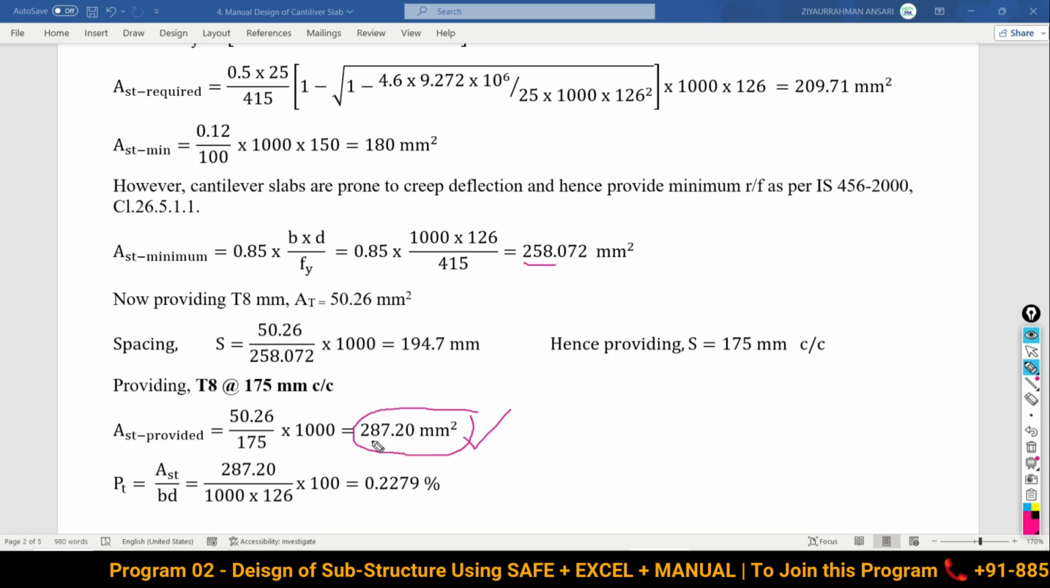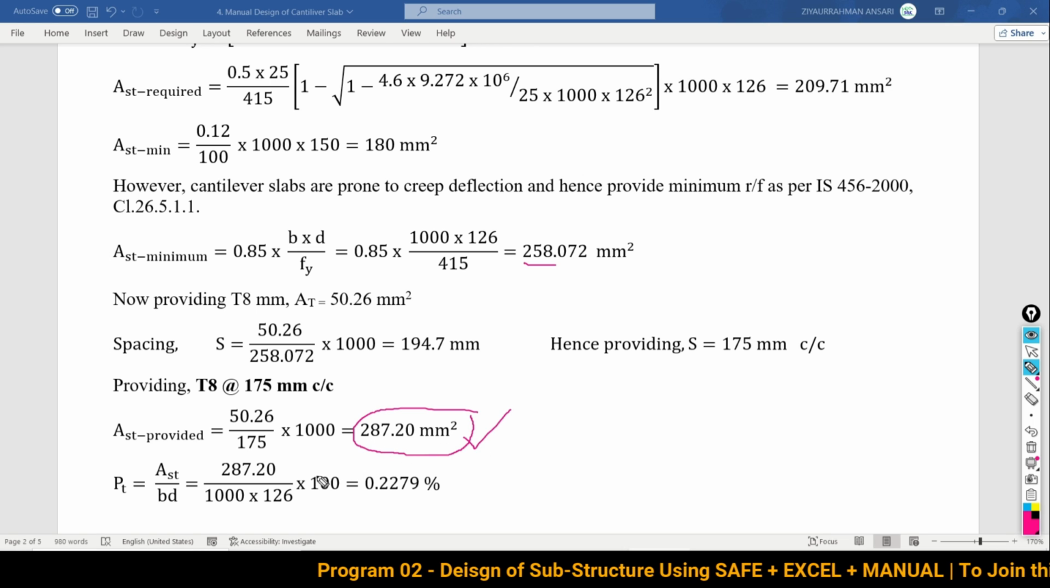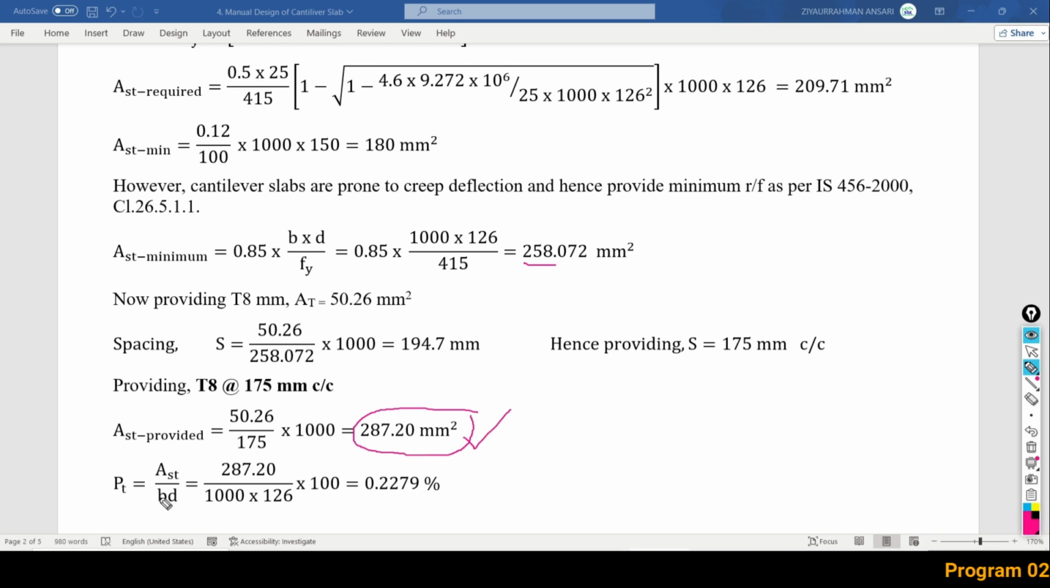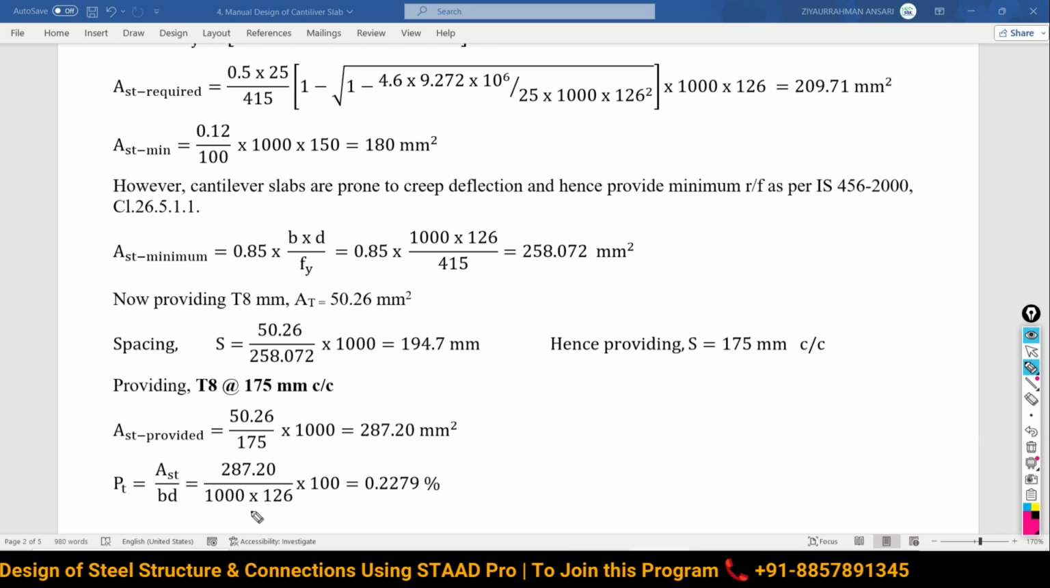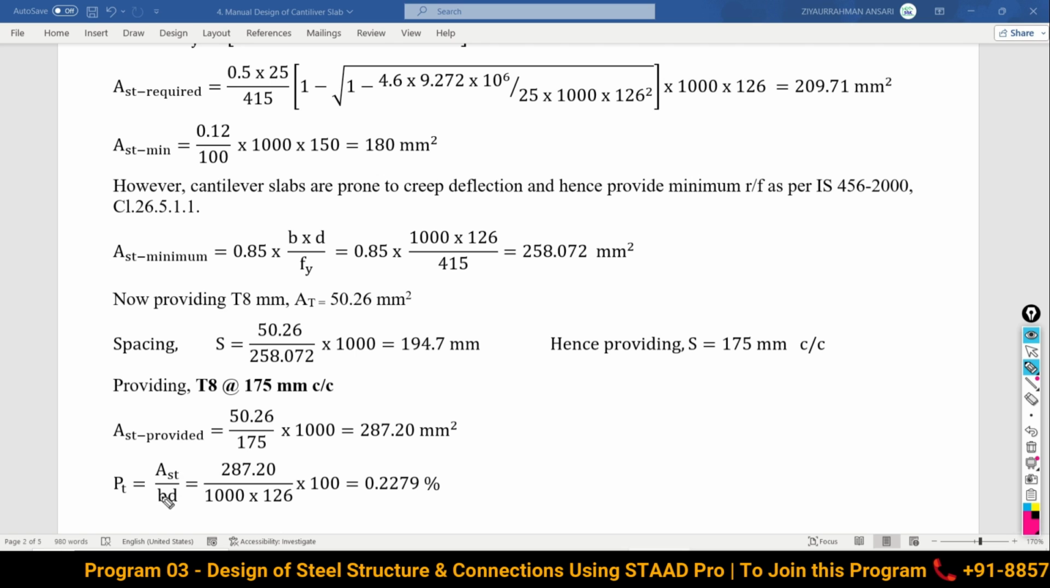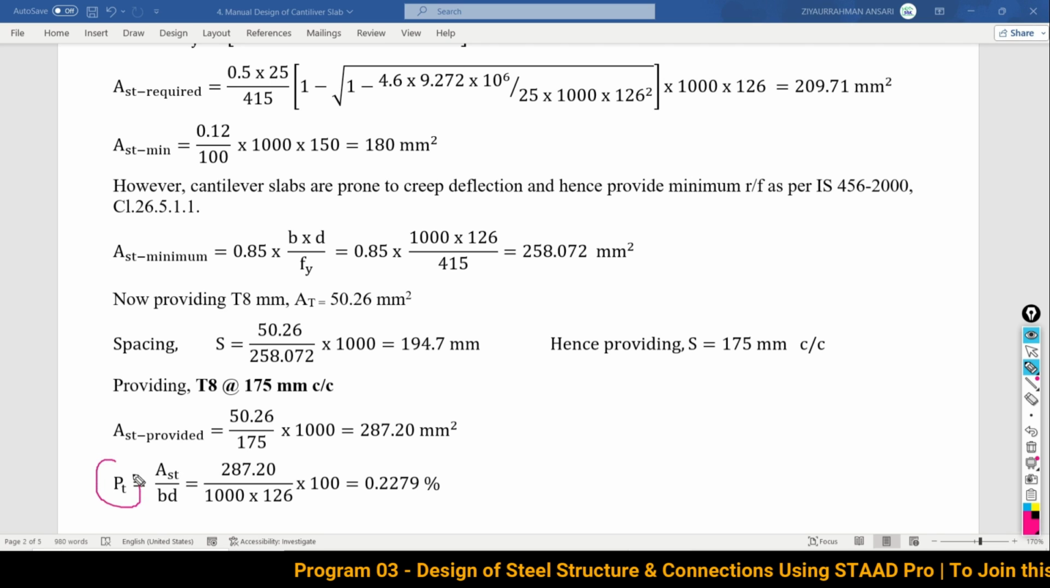Now for this provided reinforcement, in respect of this section, I am going to calculate how much the percentage is. I want to calculate this reinforcement by percentage. So total area divided by width multiplied by effective depth. Remember, here you have to take the effective depth, not the overall depth, right? So after doing this calculation, we are getting the value of provided percentage of reinforcement as 0.2279.